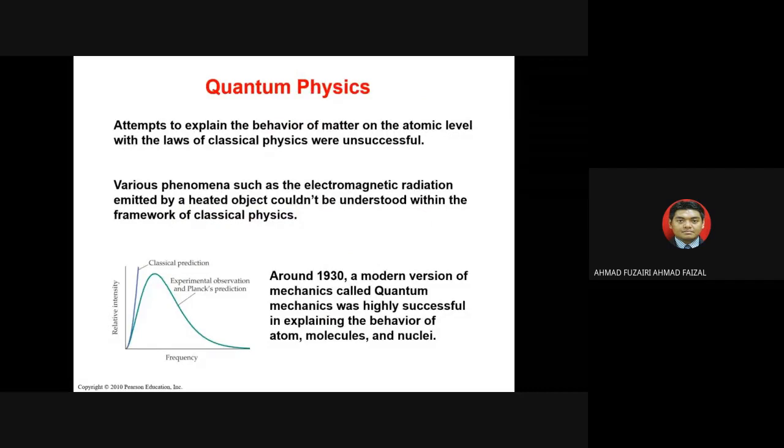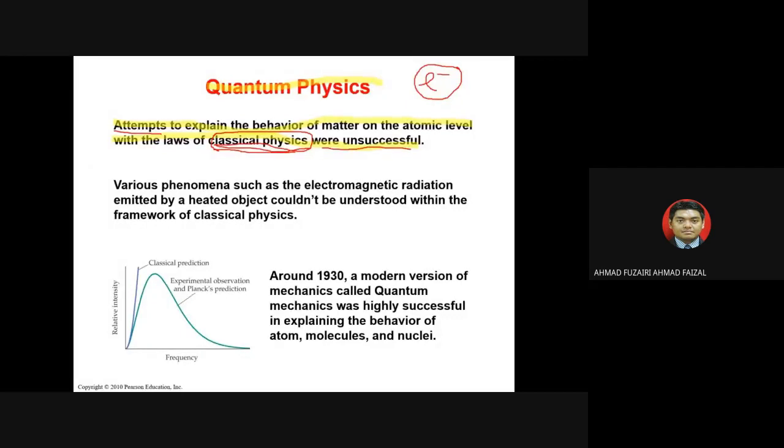Before we begin, let's go through a brief introduction on quantum physics. It is mentioned here that quantum physics attempts to explain the behavior of matter on the atomic level where the laws of classical physics were unsuccessful. Meaning that if you try to explain the behavior of, say, an electron using classical physics, the physics that you learned during the first semester, it is mentioned that the attempt is going to be unsuccessful.